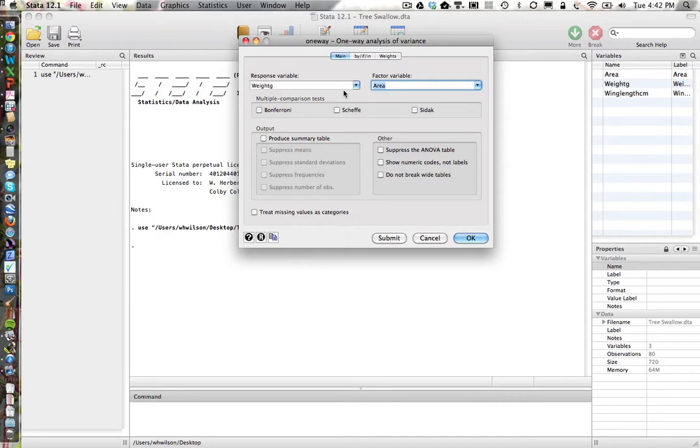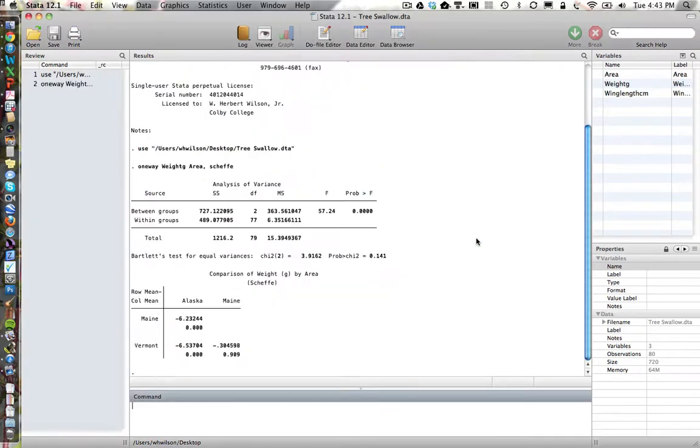What this analysis is going to tell us is whether or not there is a significant difference among one or more of the states. But we're not going to know exactly where those differences lie unless we do what are called multiple comparison tests. So we need to choose at least one of these to make the analysis of variance even more useful. The one I prefer is the Scheffé test, but Bonferroni or Sidak are fine, but choose one of those at least. And we're going to click OK. And here is our analysis.